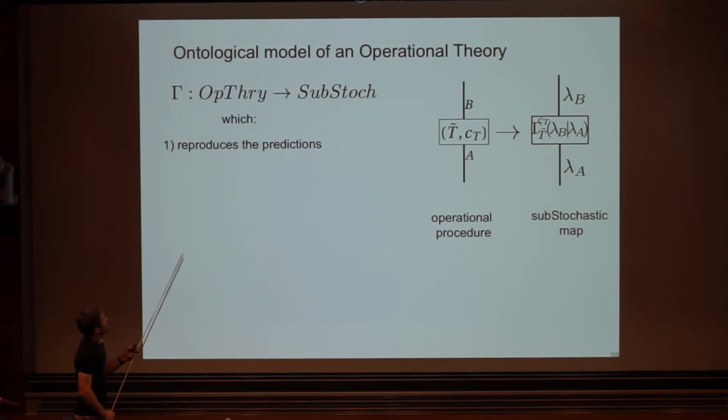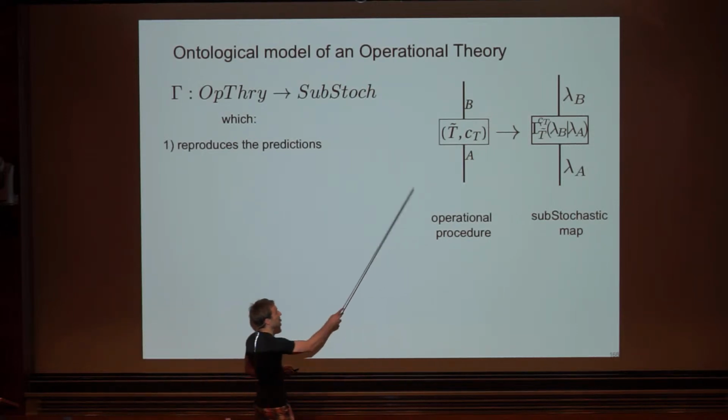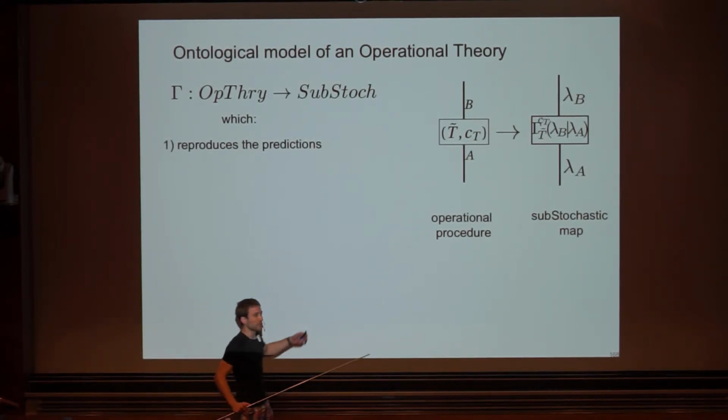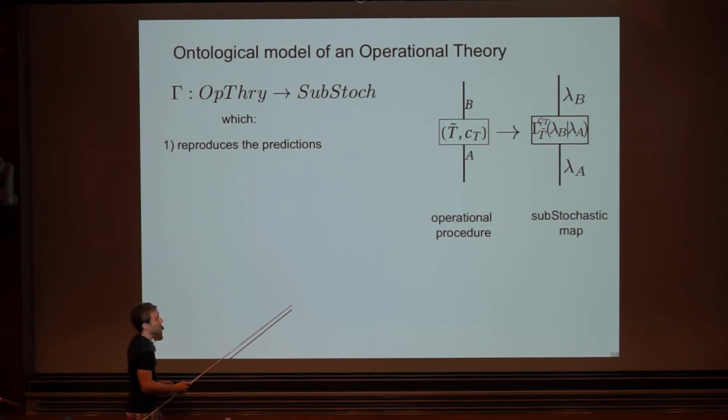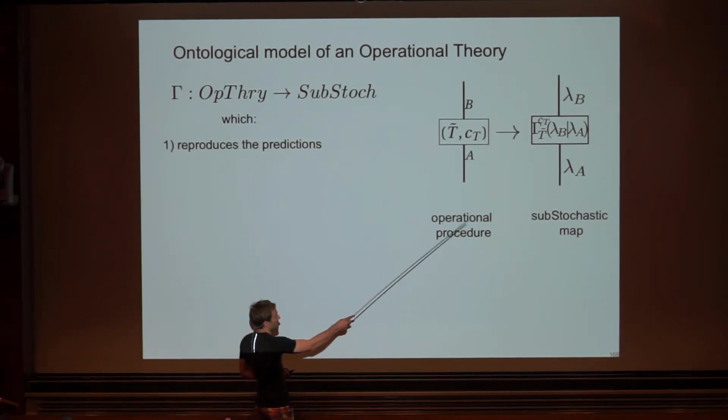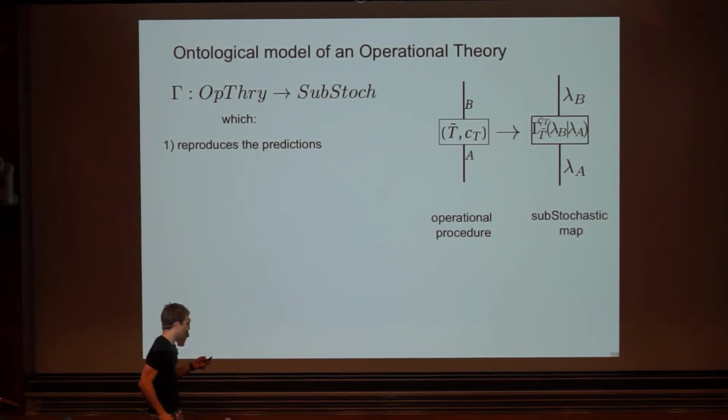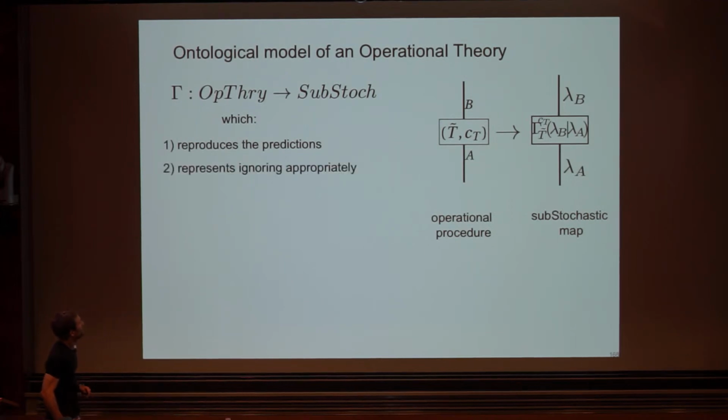And for this to be a valid, physically meaningful ontological model, it has to satisfy a number of properties. So first of all, it better reproduce the predictions. When you wire together these operational processes in some big circuit, it better be that the wiring of these stochastic processes gives you the same expected predictions.